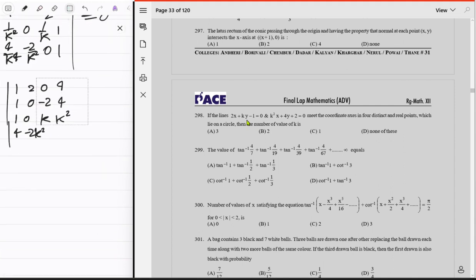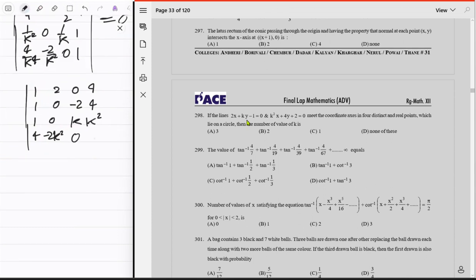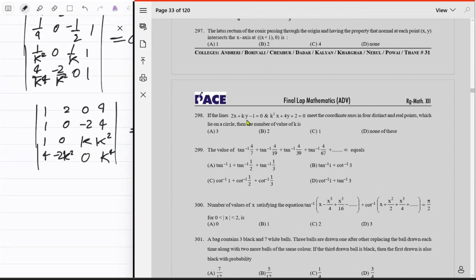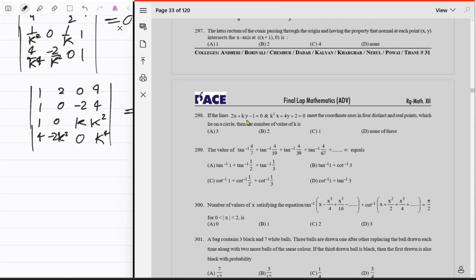Let me write this separately, one minute. Right? It should be like this. So here negative 2k squared will come, because yes, and then it's 0 and then just k to the power 4. So this is equal to 0, right? That's our thing. Okay, now start subtracting some stuff.